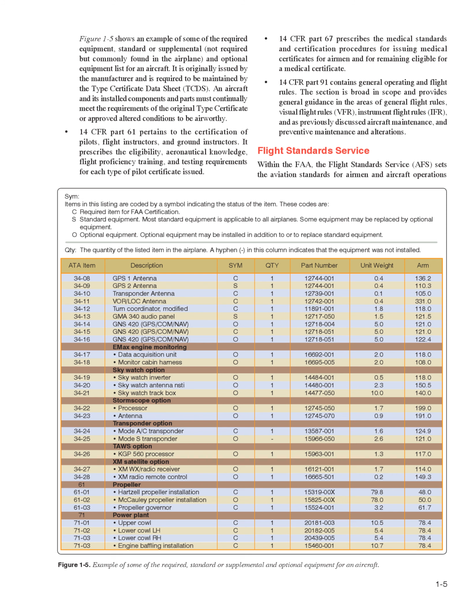Figure 1.5. Example of some of the required, standard or supplemental and optional equipment for an aircraft. Arm. 136.2, 110.3, 105.0, 331.0, 118.0, 121.5, 121.0, 121.0, 122.4. 118.0, 108.0, 118.0, 150.5, 140.0, 199.0, 191.0, 124.9, 121.0, 117.0, 114.0, 149.3, 48.0, 50.0, 61.7. 78.4, 78.4, 78.4, 78.4. 1 to 5.